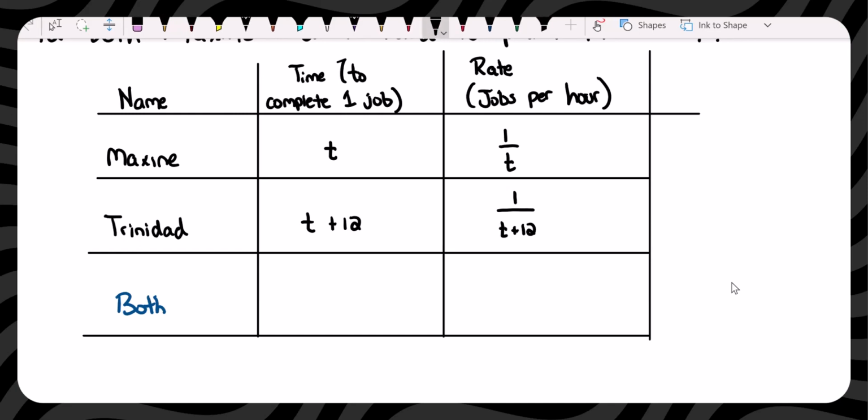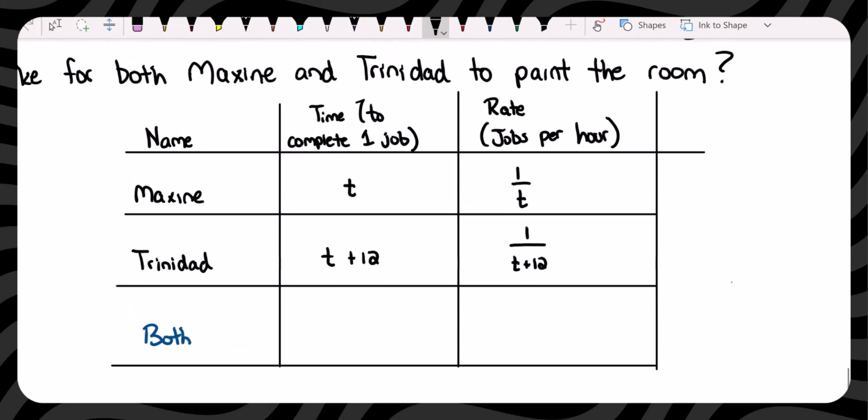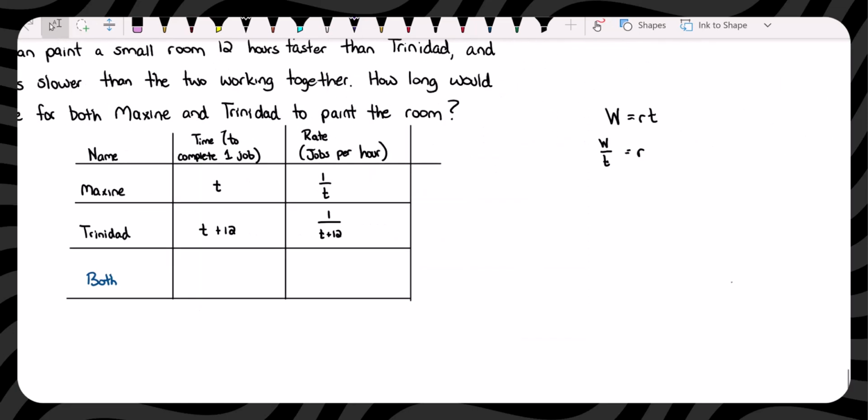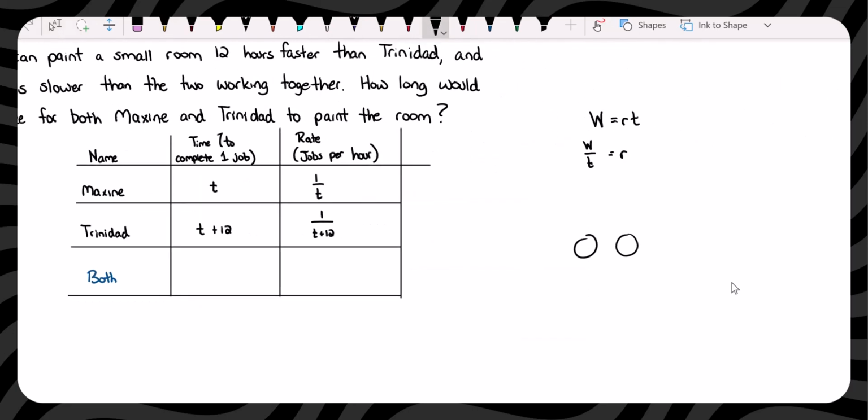All right. Now, the rate when they're working together, you do add. So Maxine is working at a specific speed, so is Trinidad. When they work together, you actually do add their rates. Here's a way you can think of it. If you have a bike, so here's my terrible looking bike. This is just a terrible bike.